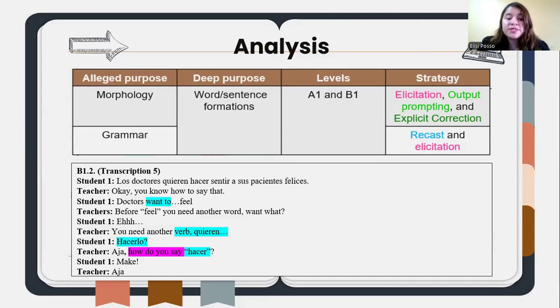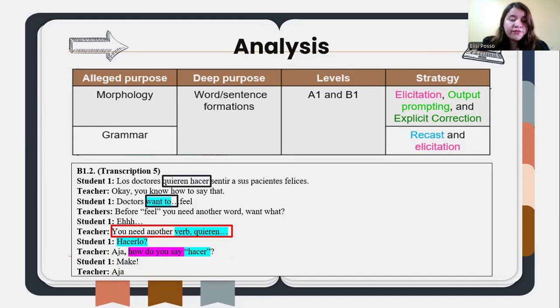So the teacher prompts the student to think about the Spanish structure, helping her to realize that she needs another word after quieren. This allows the student to recall the necessary verb, that in this case is hacer. Then she translated and said make. So in this example, the teacher used both elicitation and also recast strategies, as you can see here.